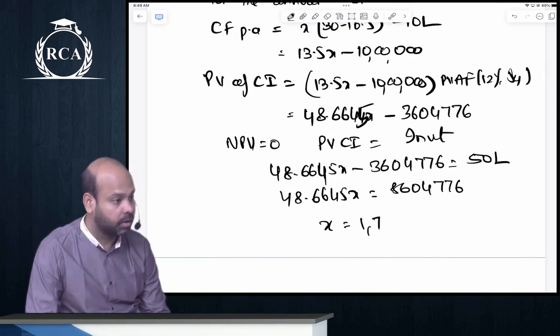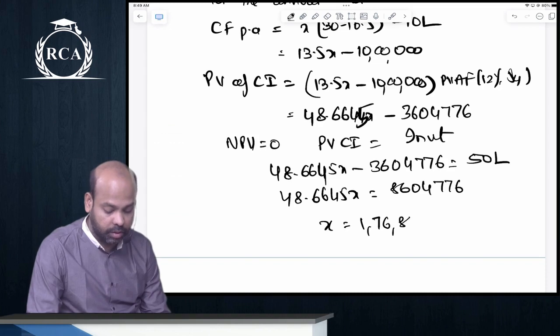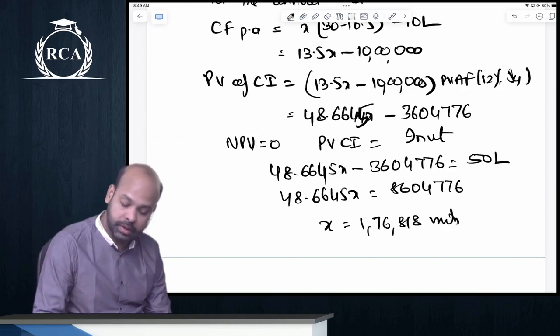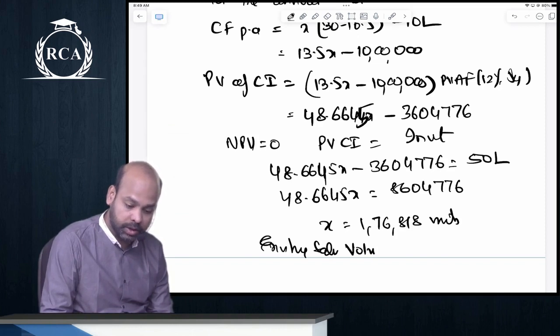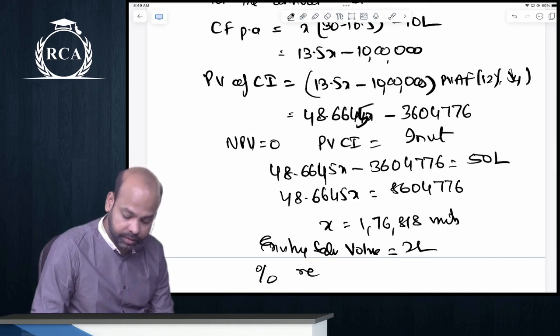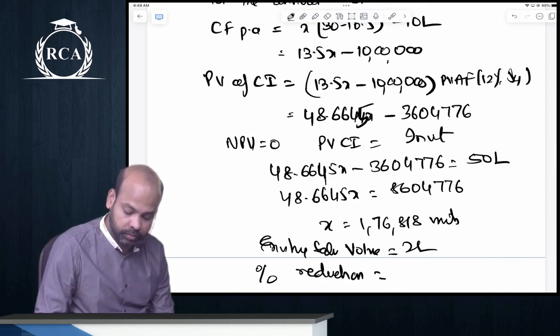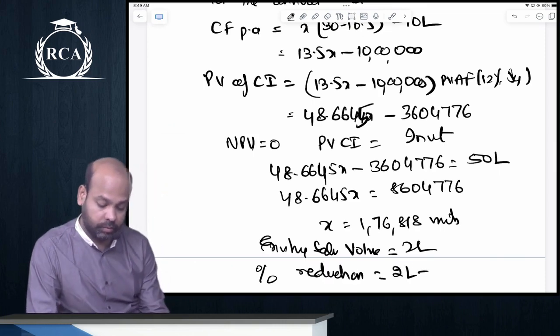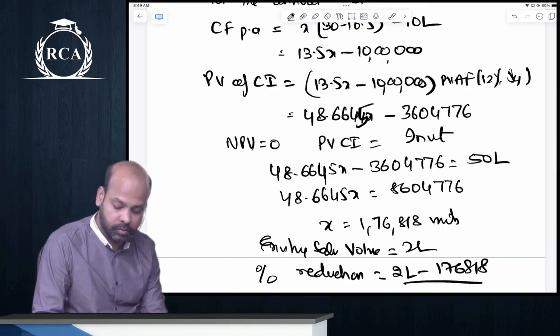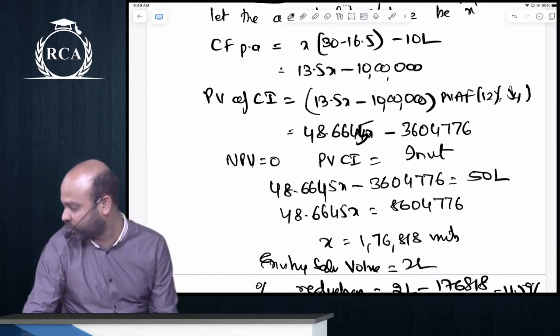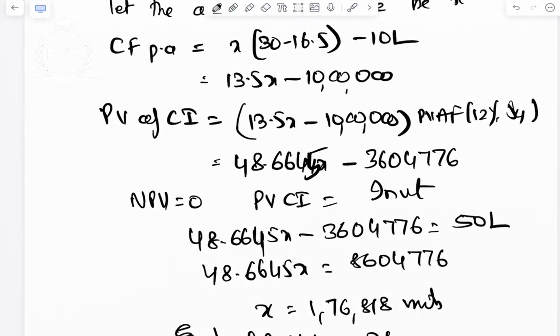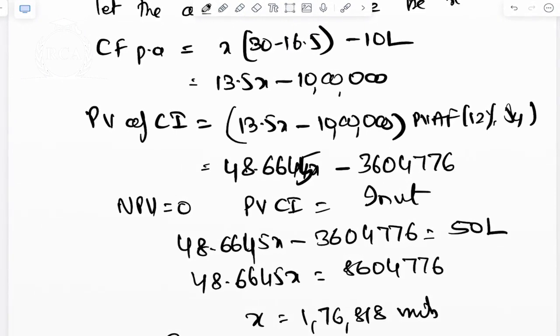1,76,076, no? 818 units. Existing sales volume is how much, beta? Existing sales volume, beta, is 2 lakhs. What's the percentage reduction, guys? 11.59%. This is for sales volume, guys. Please check if you all got the same answers. Online students, I hope you all got the same answers, beta.